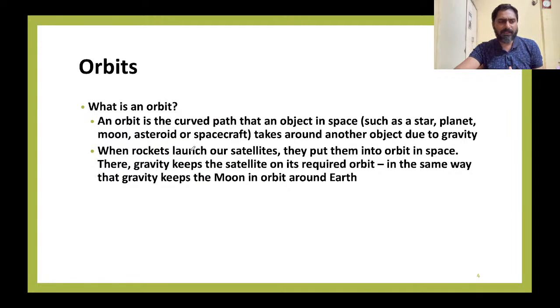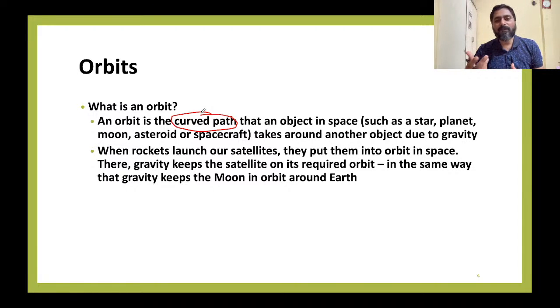So let us just quickly refresh our knowledge of orbit. So what is an orbit? Orbit is a curved path. Our sun is also following an orbit around the center of a black hole of our Milky Way galaxy. Similarly, our Earth is revolving around the sun. The moon is revolving around Earth in a curved path. So these curved paths are what are known as orbits.